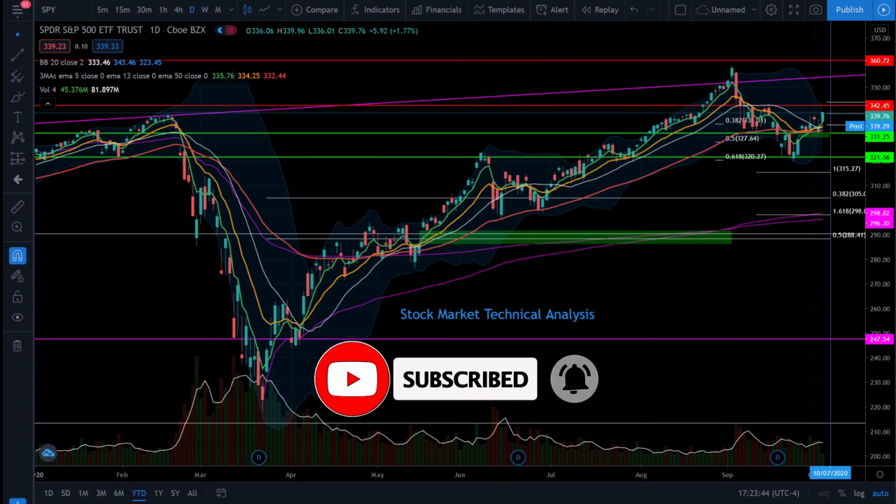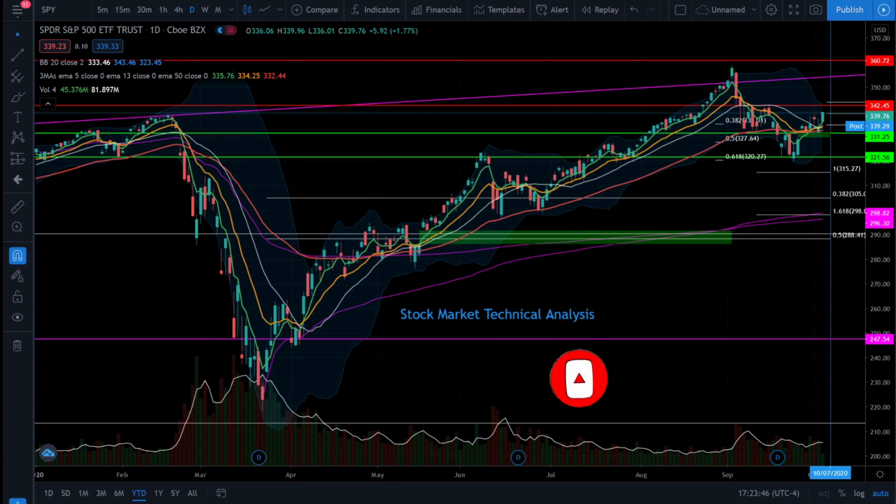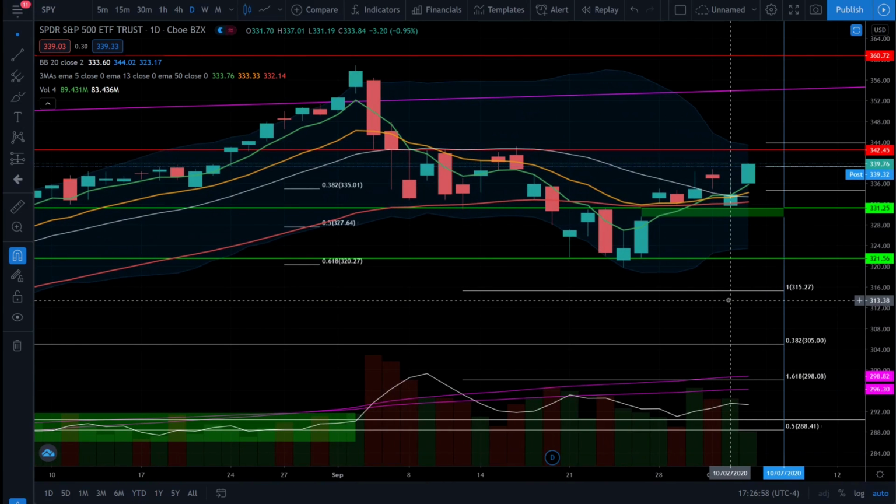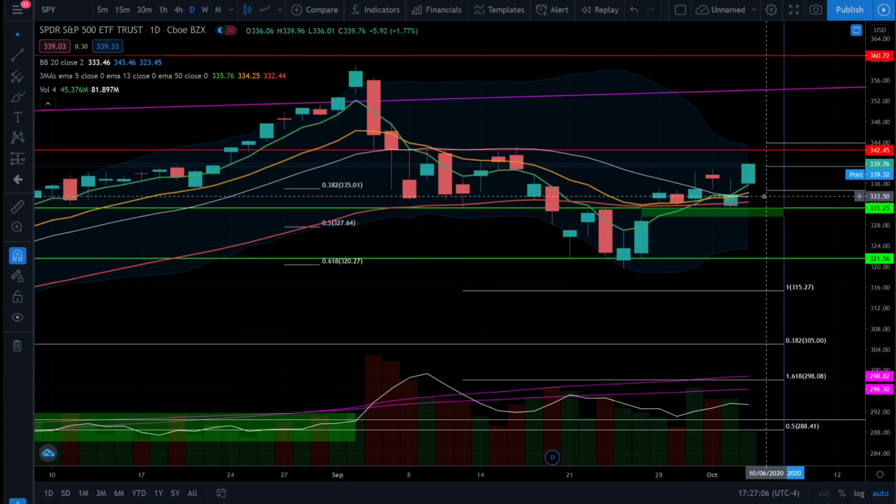First up, we'll look at the ticker symbol SPY, which is our S&P 500 ETF. So let's go ahead and crack open this chart and see what's going on in the stock market today. Alright, so with today's price action on the SPY ETF, we did see a bullish day, closing up 1.77%.